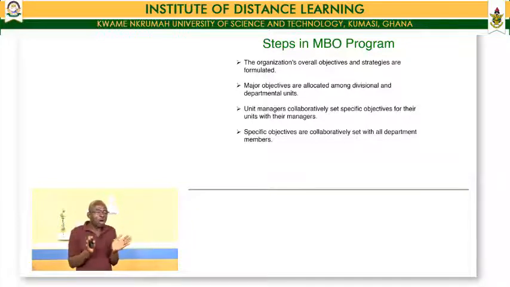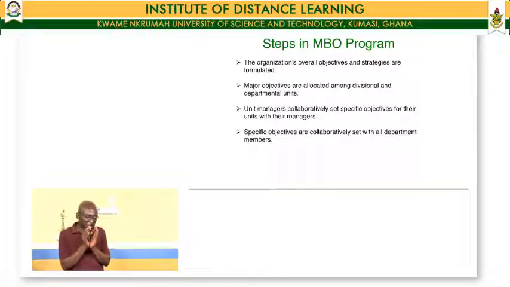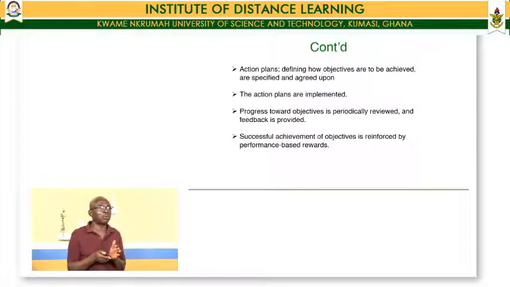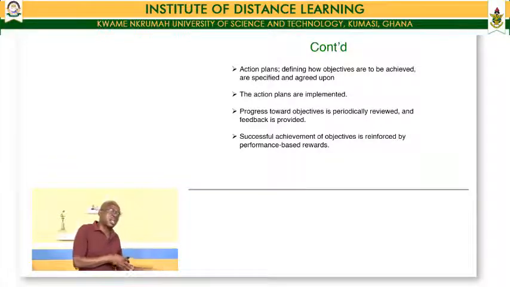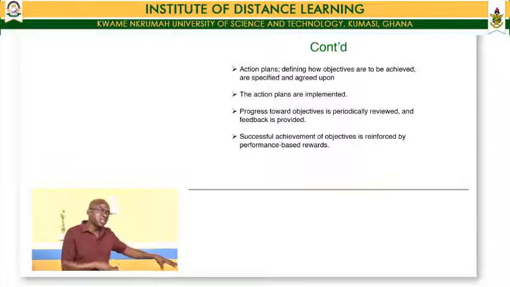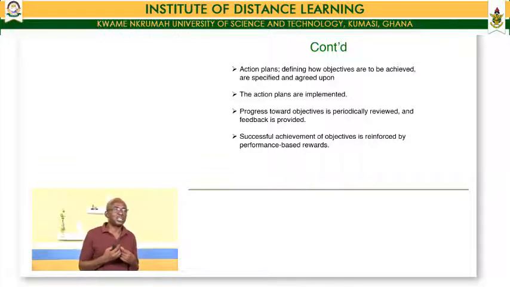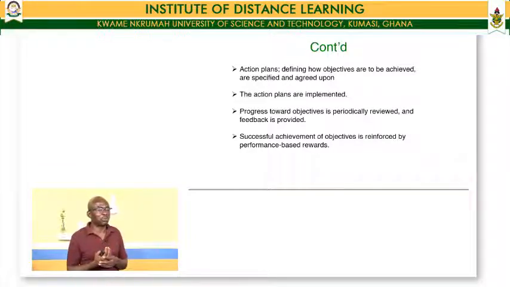In other words, all the members of the departments sit and determine the goal. Once the goals are set, we have the action plans, which define how the goals are supposed to be achieved. As we said earlier, the plan considers the means to achieve the goals we have set for ourselves. Once the plans are designed, we then actionalize them so that we can achieve the goals that we have set. And then we also monitor the progress towards objectives periodically.